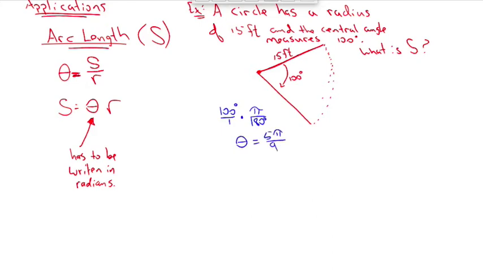And now you can jump into the formula. So S equals theta r. So S equals 5 pi over 9 times 15 feet. Now when you calculate this, 5 pi over 9 has no unit, but 15 has feet. So when you put it all together, the answer stays in feet. So what's 5 pi over 9 times 15 approximately? 26.179. So the distance traveled is about 26.179 feet.